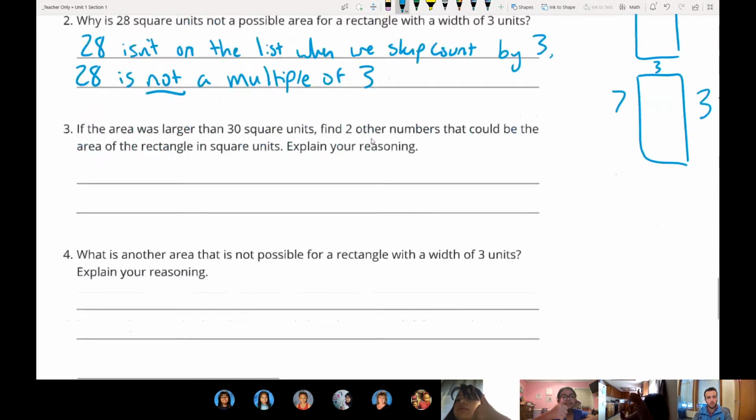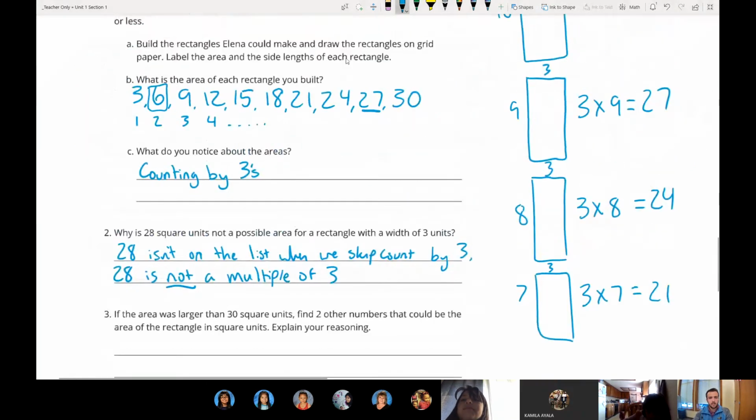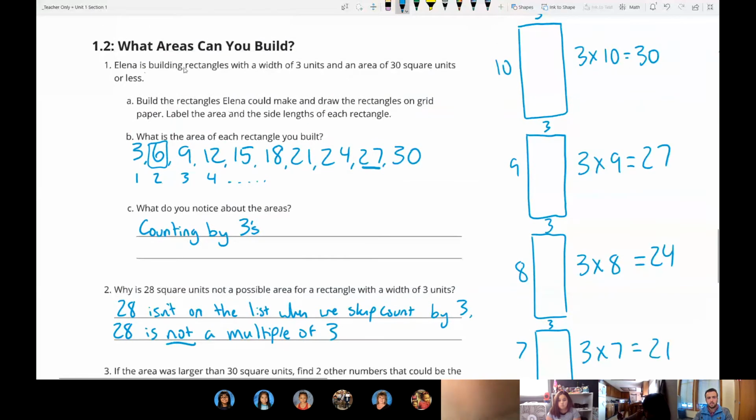Okay. We got 2 more problems here. So remember when we were up at the top, I'll zoom out a little bit. It says Elena is building rectangles with a width of 3 units and an area of 30 square units or less, right? We went up to 30 square units, but we didn't go above it.